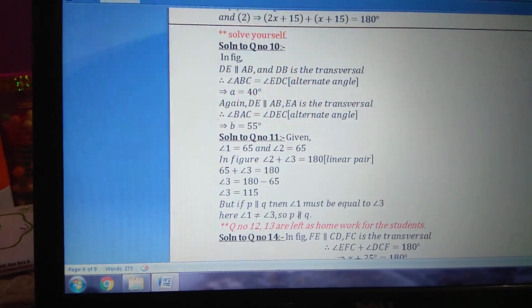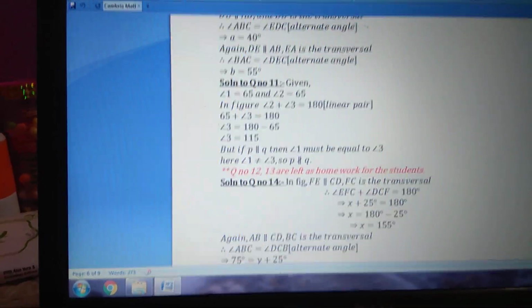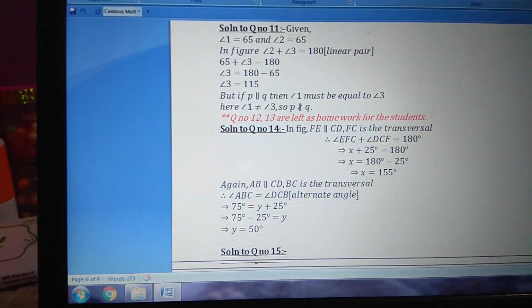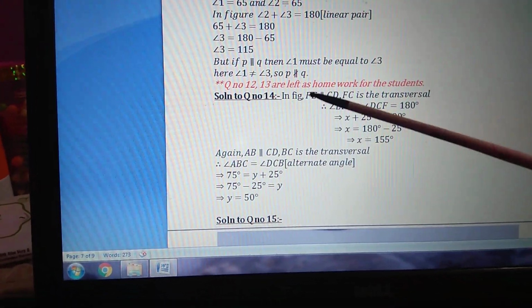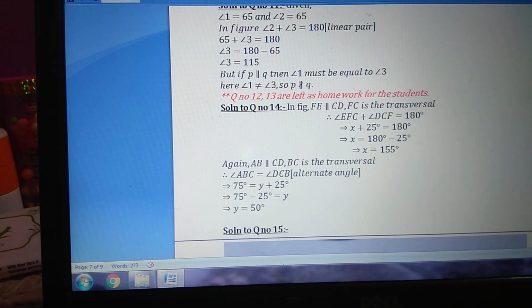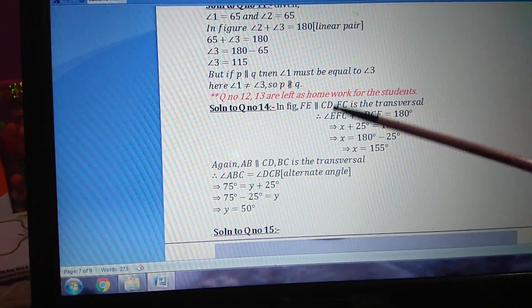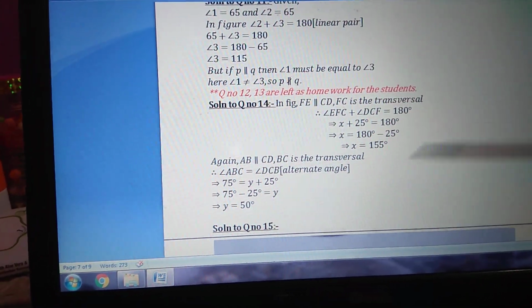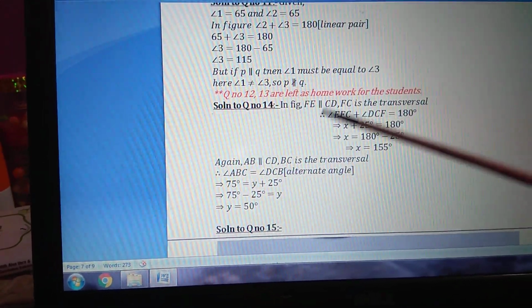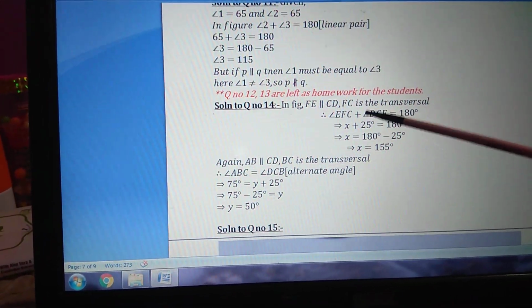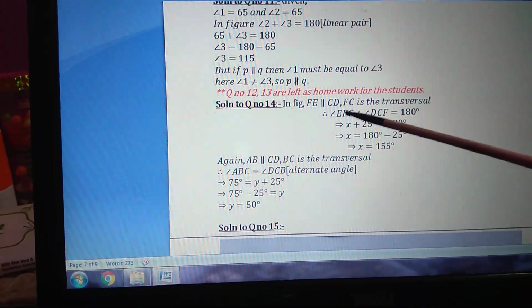Okay. Now 12 and 13 are left for you. Number 14 I am explaining. So have a look here. In the figure, keep your book with you and see the figure. Draw the figure while solving it in your copy, notebook. EF and CD are parallel. FC is the transversal.